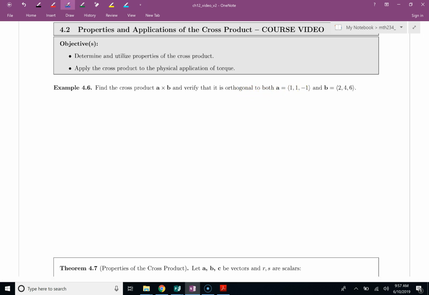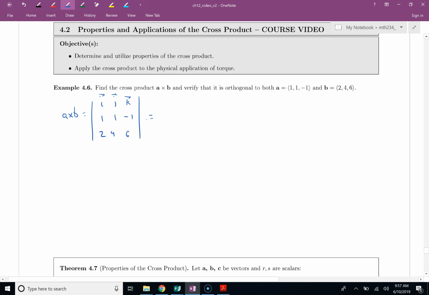So, okay, we have our A and our B given to us over here. Let's go ahead and first figure out what the cross product is. So, A cross B, this is going to be the determinant of this 3 by 3 matrix. Remember, we have i's and j's and k's, these standard basis vectors, in our first row, and then A is first here, so the second row is going to be A, so 1, 1, negative 1, and then finally for our third row we're going to write down B, 2, 4, 6.